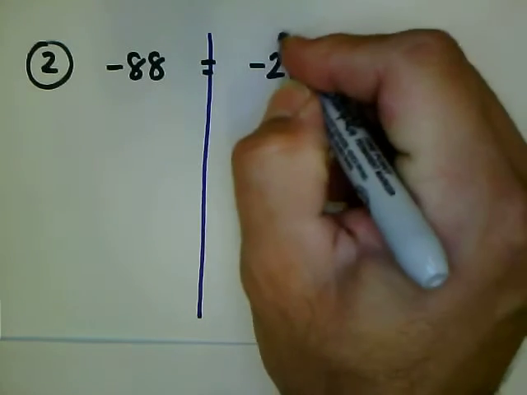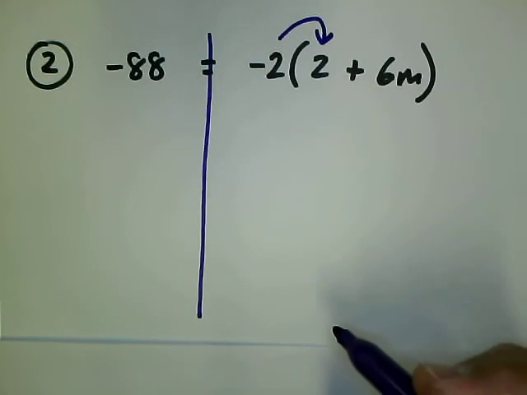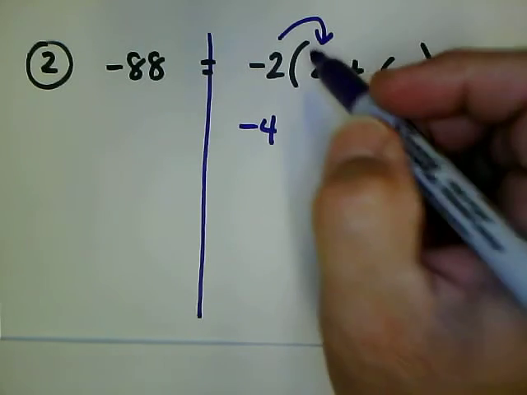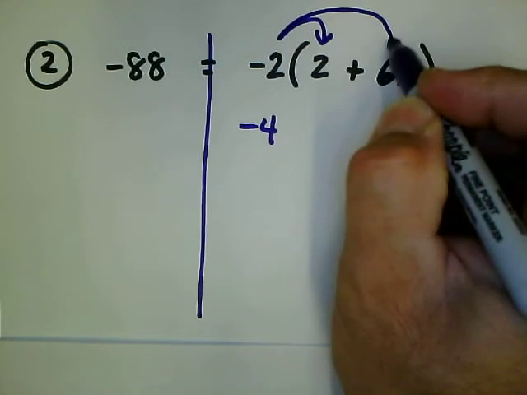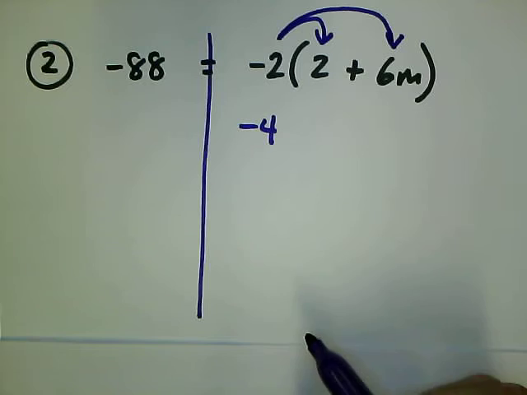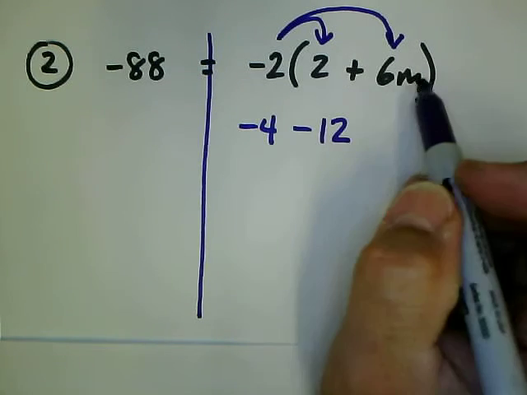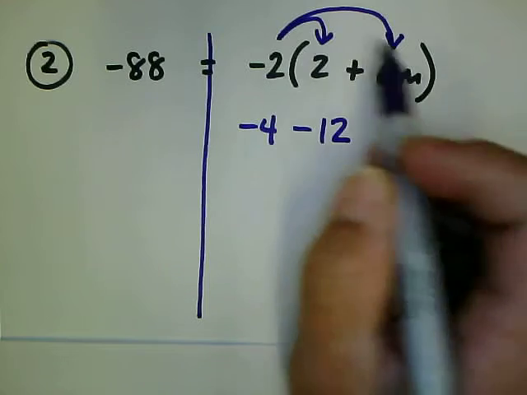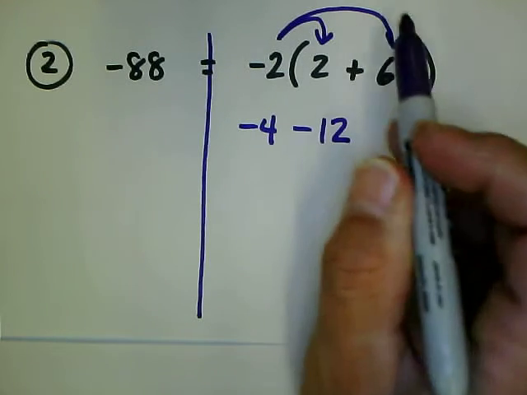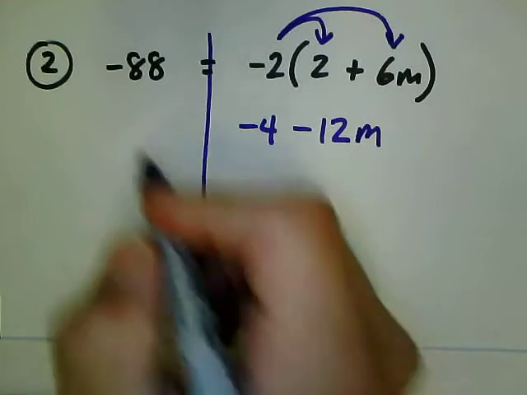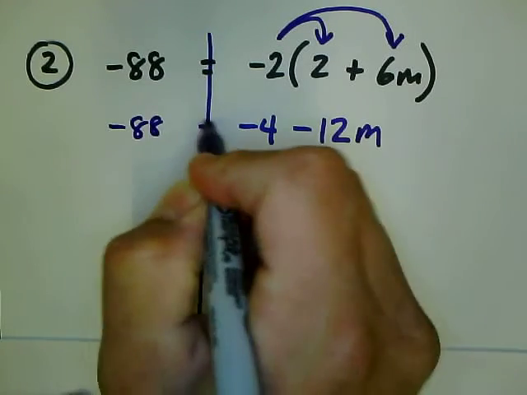So this negative 2 multiplies to the 2. Negative 2 times 2, negative 4. Then we're going to take that negative 2 and multiply it times the 6. Negative 2 times 6, negative 12. We need to make sure, since there's an m, that the m's they have together. So the negative 2 doesn't have an m, the 6 has an m, that's 1m. Then we just bring down the negative 88 and the equals.